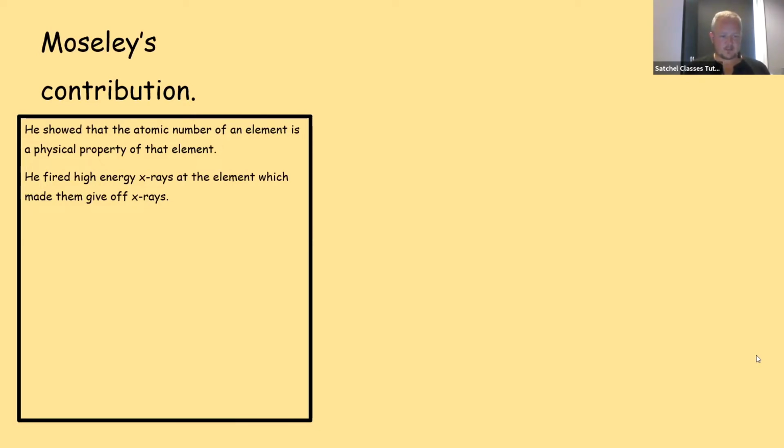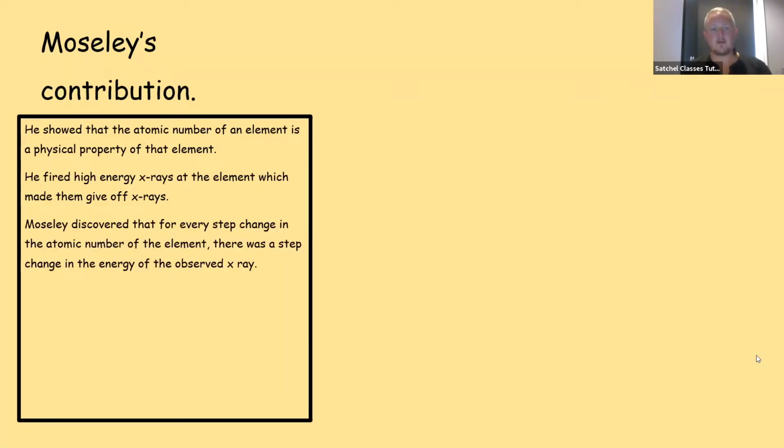Now, if you remember your GCSE physics, you'll know that as an atom absorbs energy, electrons jump, electrons drop, and they re-emit the energy as light. In this case, Moseley discovered for every step change in the atomic number of the element, there was a step change in the energy of the observed X-ray. So if you change the atomic number, even just by 1, the energy of the X-ray that was emitted also changed, which meant that you could link the atomic number to the energy emitted by the element.